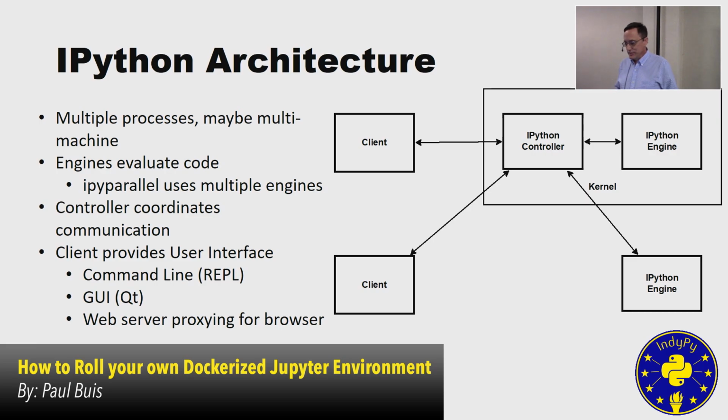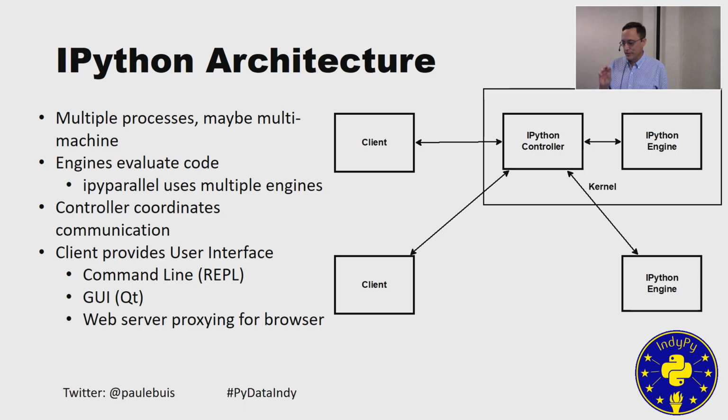The underlying architecture is that we start with IPython, which is the kernel in the classic Jupyter case. And IPython actually can have multiple clients and multiple engines, and it has a controller that coordinates them. And so you can have a command line, a GUI, you can have a web server proxying for a browser, whatever.